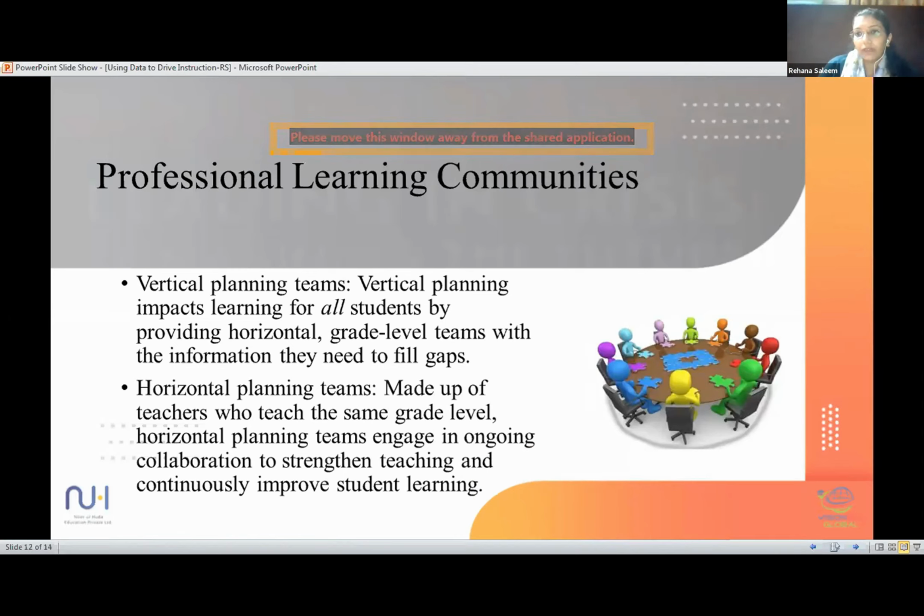So in grade 3, if there are 2 English language teachers, if there are 3 language teachers, they sit together and they discuss, they collaborate. This collaboration and cooperation will help them to strengthen their teaching, to strengthen their instruction, and to improve student learning. Unless we have the professional learning communities within the schools, the data that we have will not be effectively utilized in the classrooms.